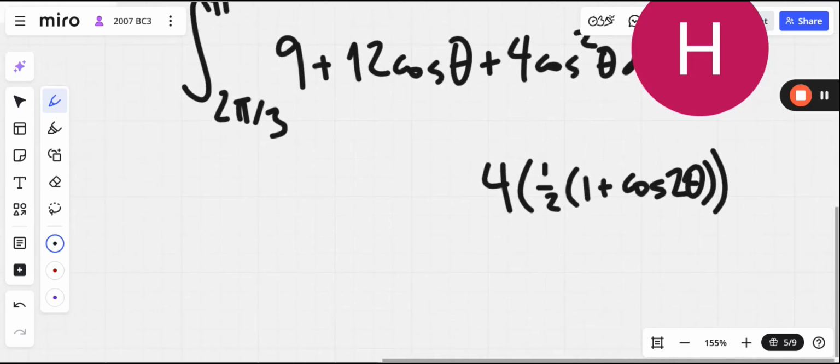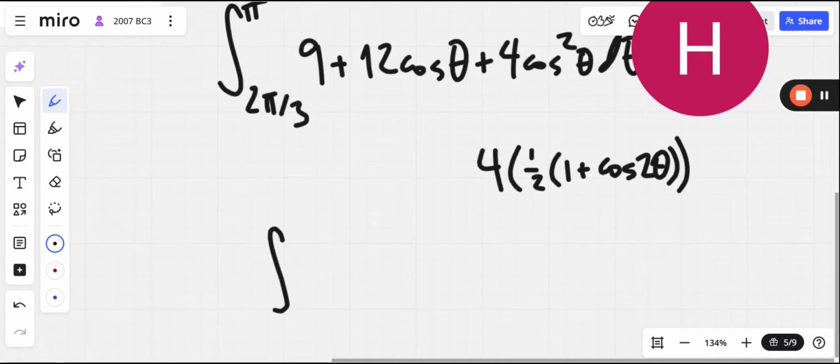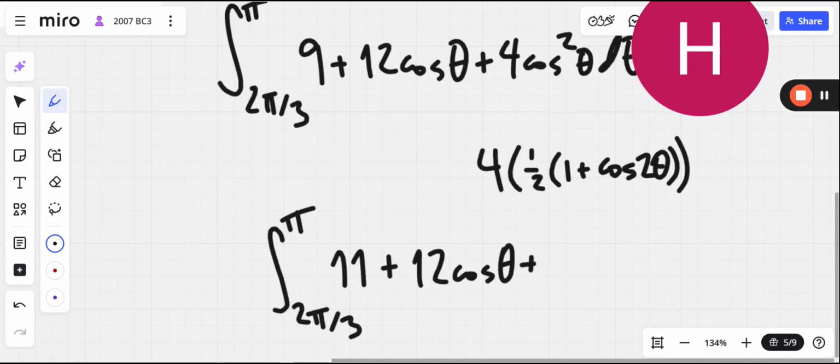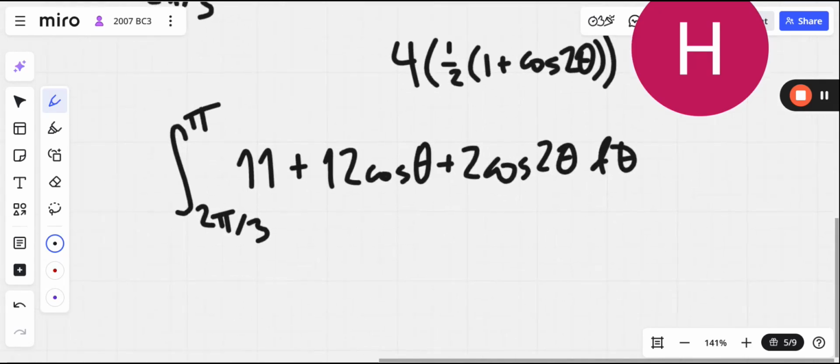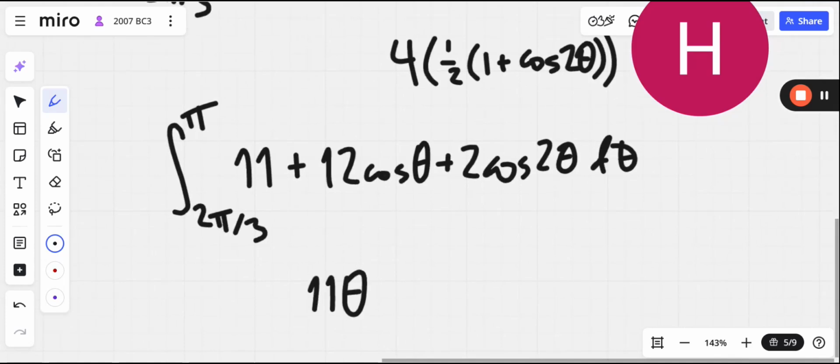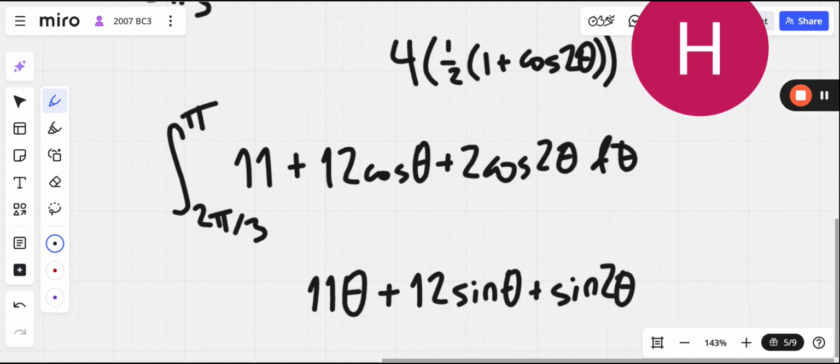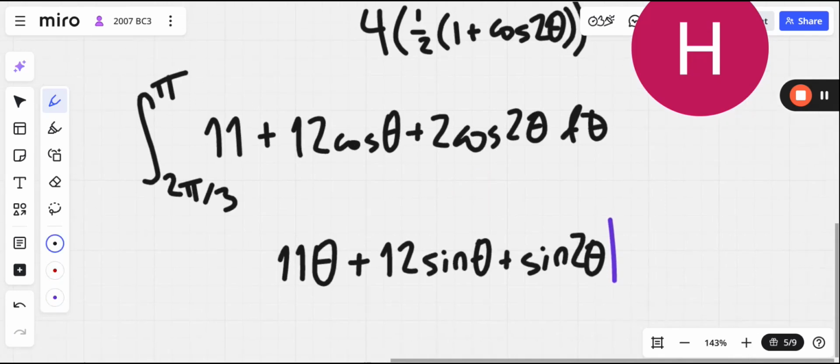It's going to be 2, so this is going to be from 2 pi over 3 to pi of 11 plus 12 cos theta plus 2 cos 2 theta. It's really nice to have that 2 in front. You'll see why when we integrate. This is going to be 11 theta plus 12 sine theta, very doable, plus sine of 2 theta, because the derivative of that would give us that extra multiple of 2. It's kind of nice. And we're going to evaluate this from 2 pi over 3 to pi.